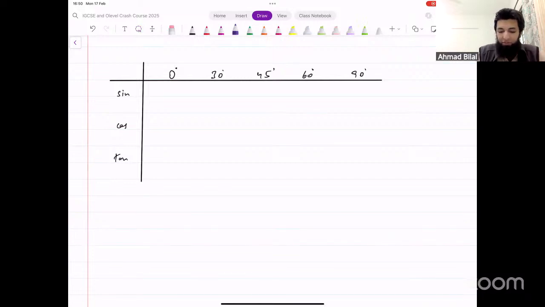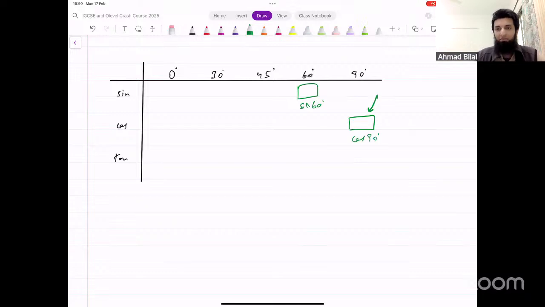Sine of 0. So how are you going to read this table? If you have this number 60 here, then the value here is going to be sine of 60. Okay. If I write a number here in this box, this value is going to be cos of 90. Okay. Let me write down these values now.